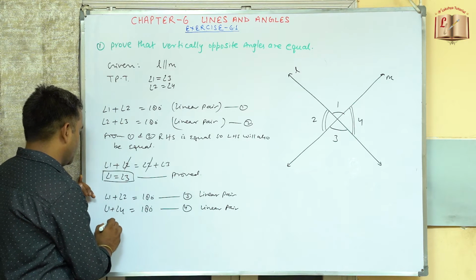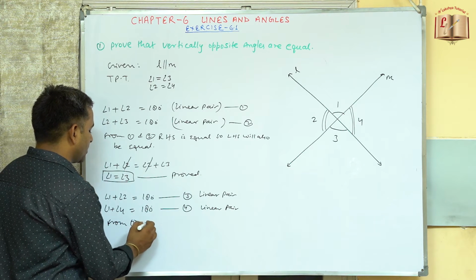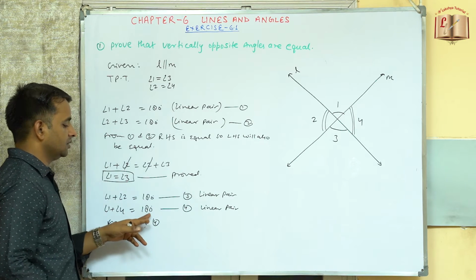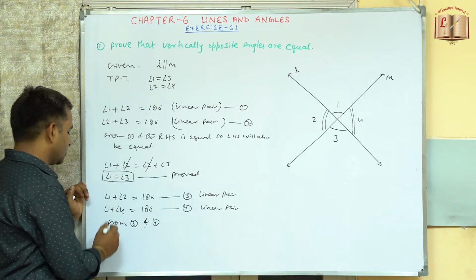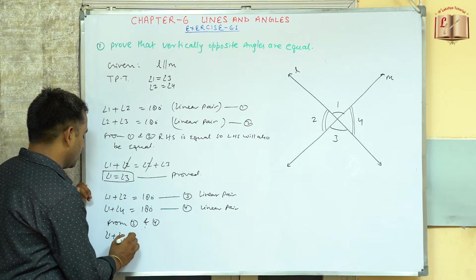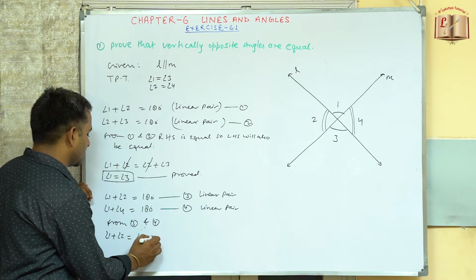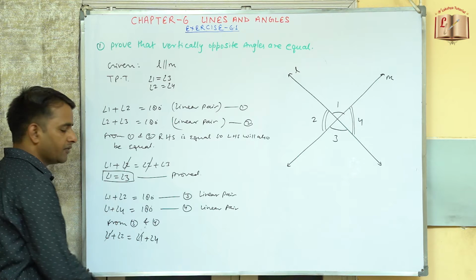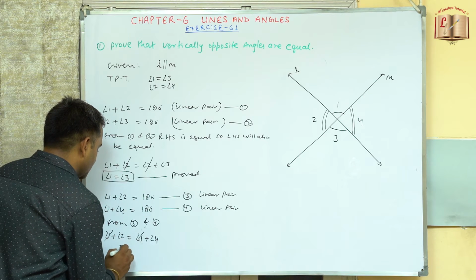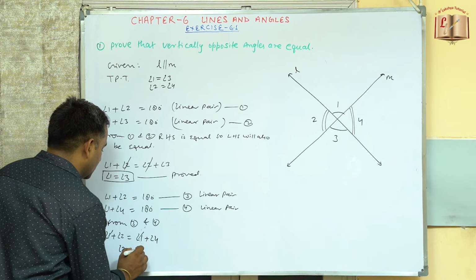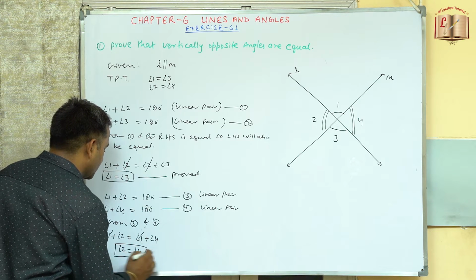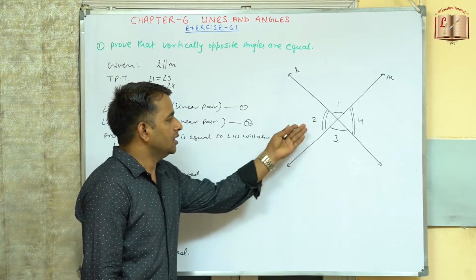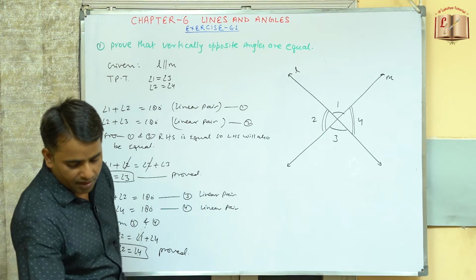So from equation 3 and equation 4, the right hand side is equal, so the left hand side will also be equal. So equating, angle 1 plus angle 2 will be equal to angle 1 plus angle 4. So angle 1 and angle 1 got cancelled. So angle 2 is equal to angle 4. So this is proved. This is how we will prove that vertically opposite angles are equal.